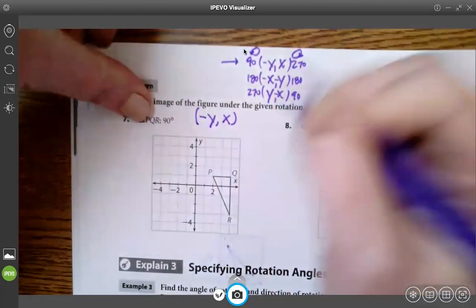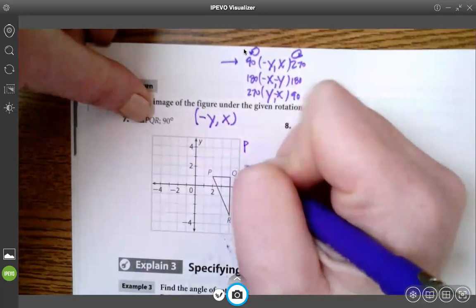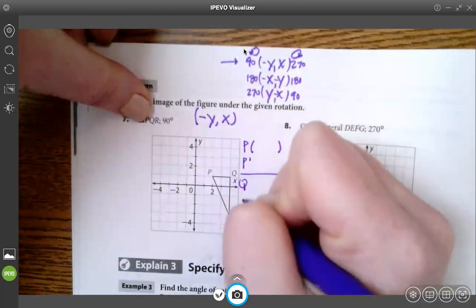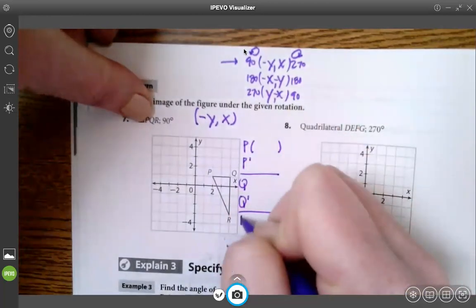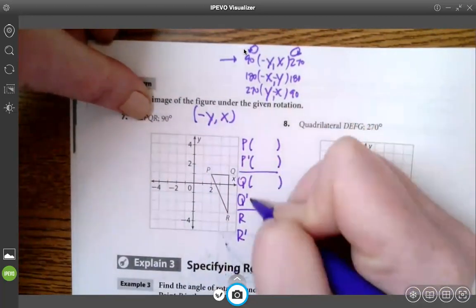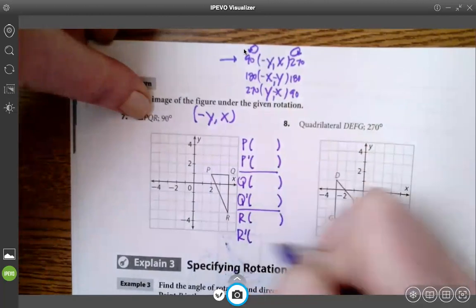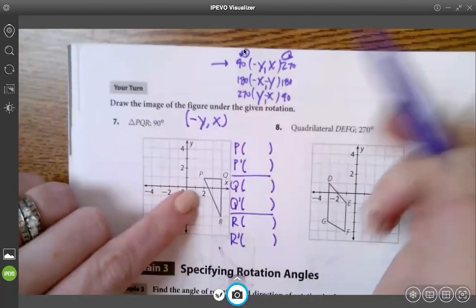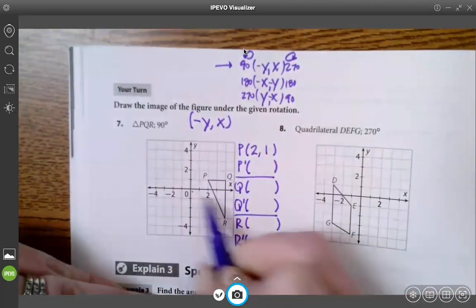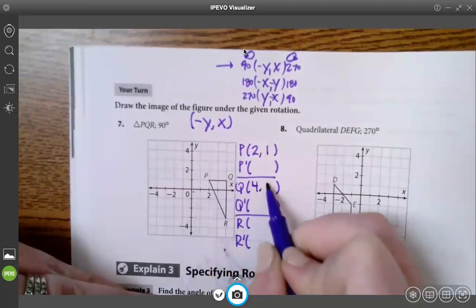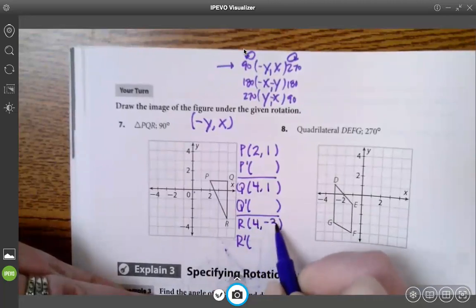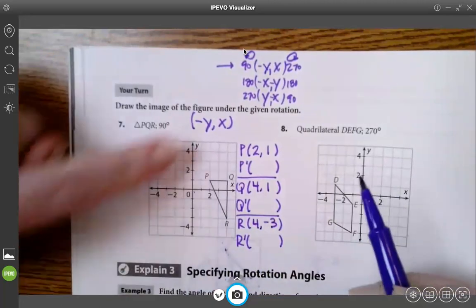So if my points are P, and then I'm going to put P prime down here, Q, Q prime, and R, R prime. Just going to set it all up so that I can work with my numbers only. The original coordinates for P are 2, 1. The original coordinates for Q are 4, 1. And the original coordinates for R are 4, -3.